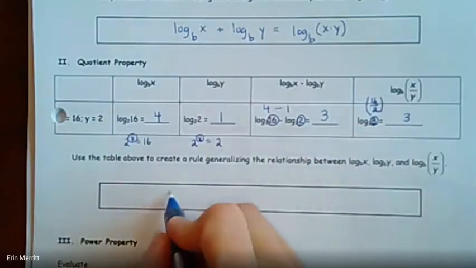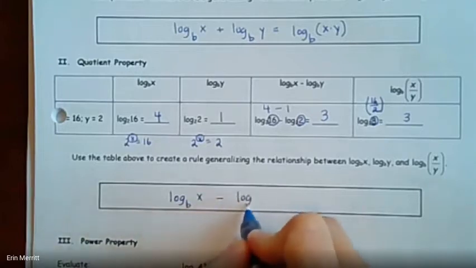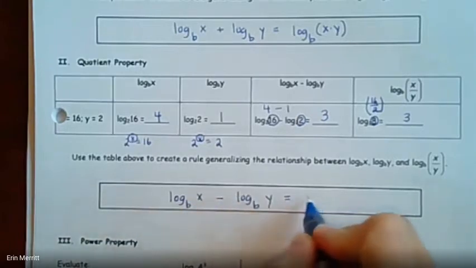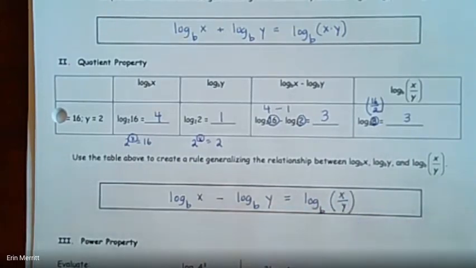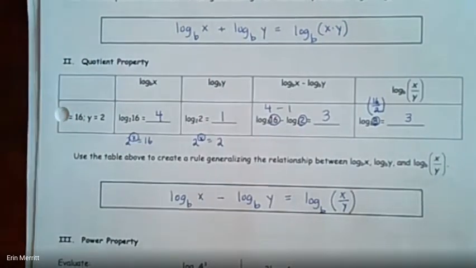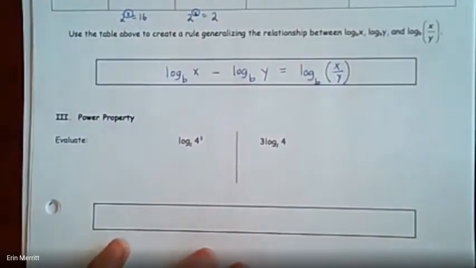So I'm going to write that again, generic, as log base b of x minus log base b of y is equal to log base b of x divided by y, just like that. As for the last one I'll do with you, I would say don't pause the video on this one.